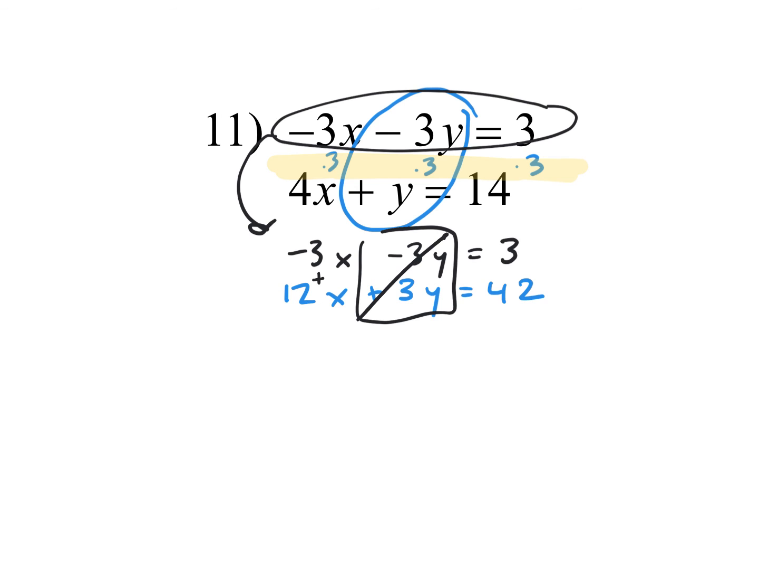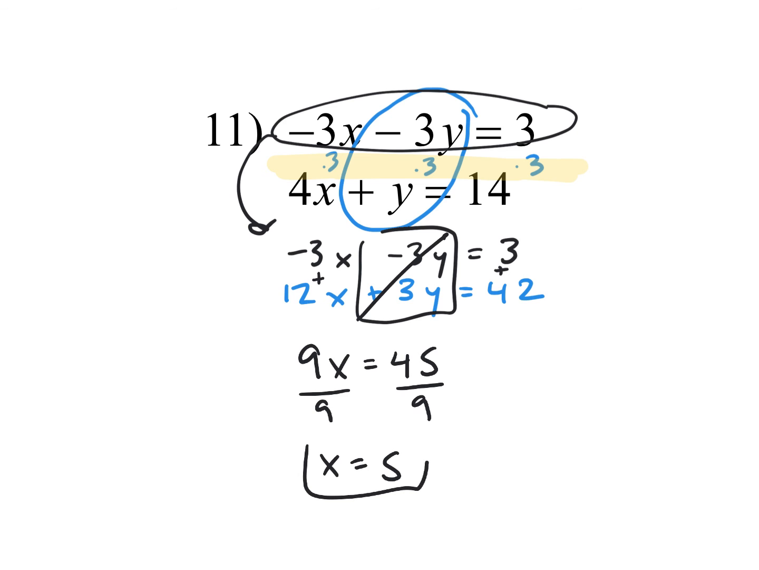So I'm just adding everything together. What's negative 3x plus 12x? 9x. And what's 3 plus 42? 45. What should I do next to solve for x? Divide by 9. So what's x equal to? 5. So that's one of my answers.